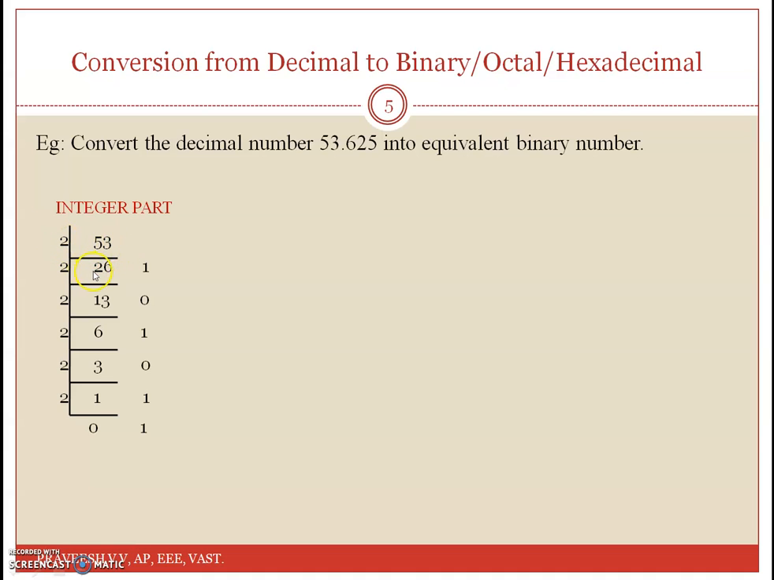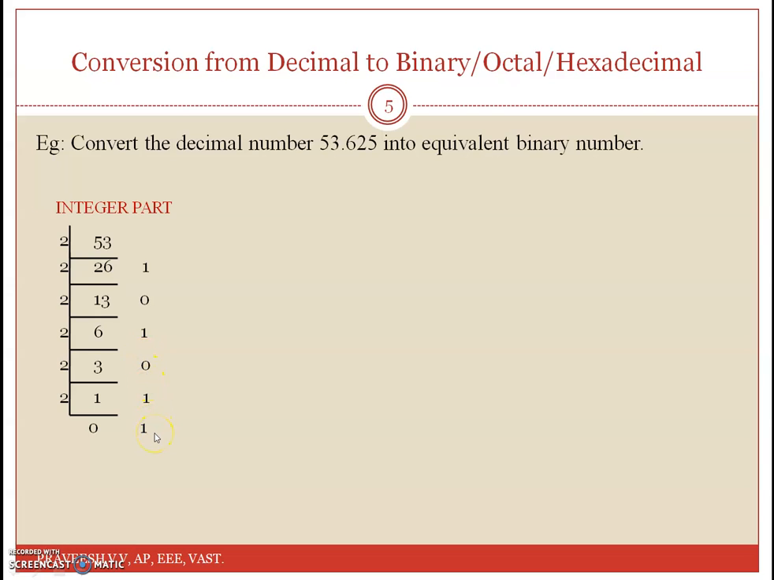53 divided by 2 gives 26 with 1 as remainder. Then 26 divided by 2 gives 13 with 0 as remainder. Then 13 by 2 gives 6 with 1 remainder. 6 by 2 gives 3 with 0 remainder. Then 3 by 2 gives 1 with 1 as remainder. Finally 1 divided by 2 gives 0, with a remainder of 1. So these are the remainders at each stage.